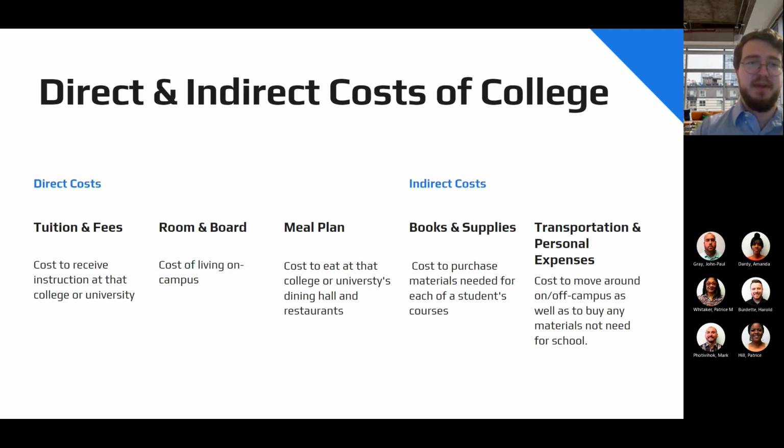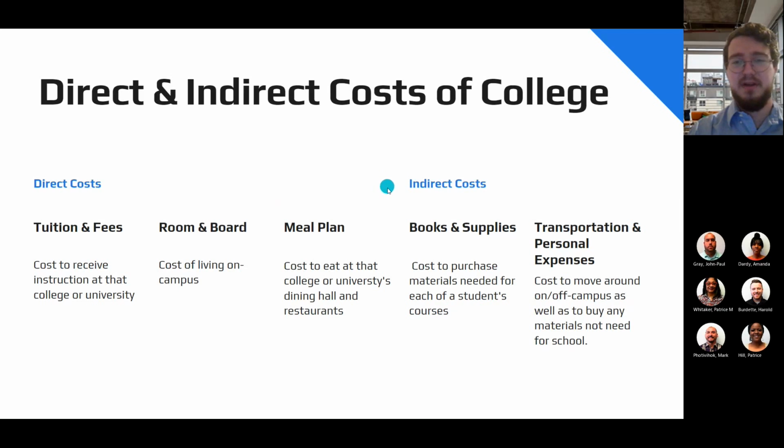It is important to note that not every school is going to necessarily have room and board or a meal plan. For example, community colleges often, sometimes never, will have the room and board and meal plan. But any financial aid package that a family gets is going to have those 3 items on it.